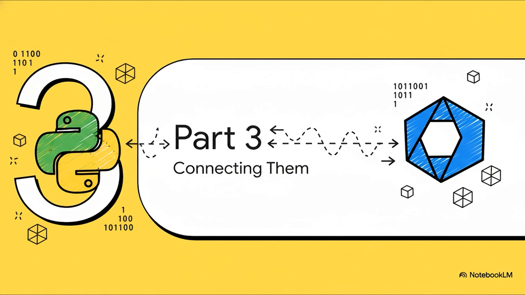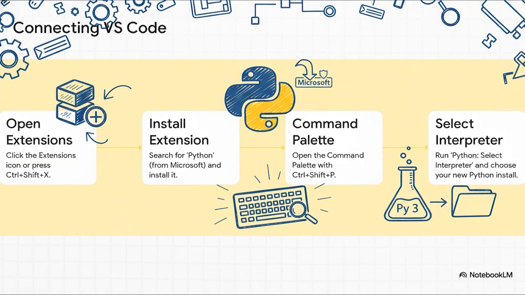Okay, quick recap. We have Python installed, and we have VS Code installed. But right now, they're just two separate programs on your computer. They don't even know the other one exists. So our next job is to play matchmaker and connect them, to teach VS Code how to speak Python. Go ahead and open VS Code. On the left-hand side, look for the icon that looks like a few squares stacked together. That's the extensions marketplace. In the search bar, just type Python and look for the one made by Microsoft. That's the official one. Click Install.